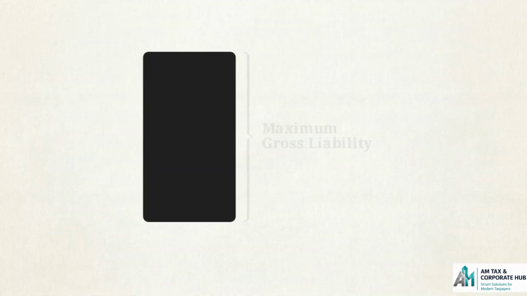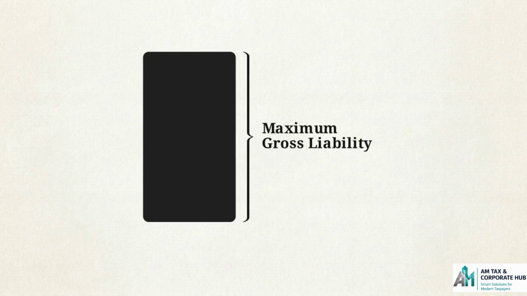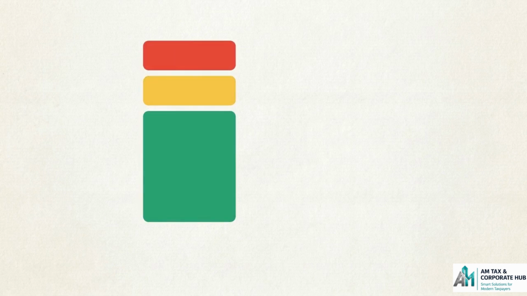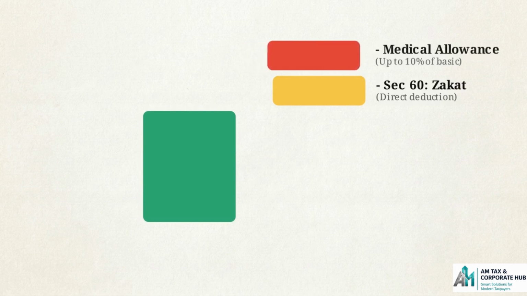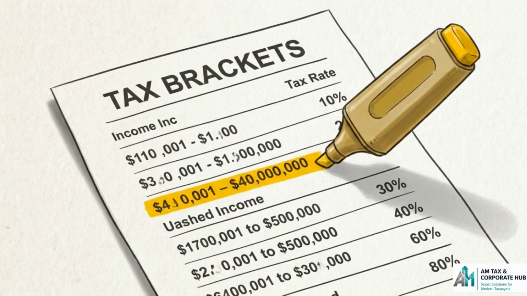However, this tool computes your maximum gross liability. To protect your real income, you still need to claim your own legal exemptions, like zakat deductions under Section 60 or specific medical allowances. The calculator proves the amount your company should be withholding. Ensuring you receive the proper exemptions to maximize your take-home pay is your responsibility.